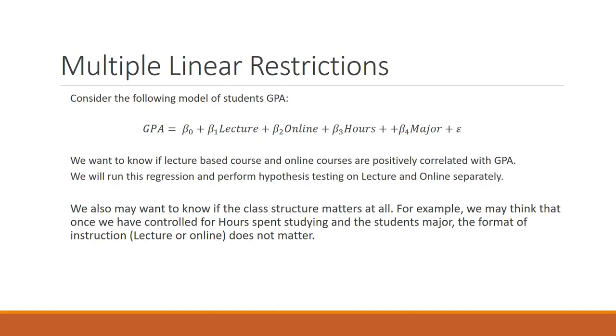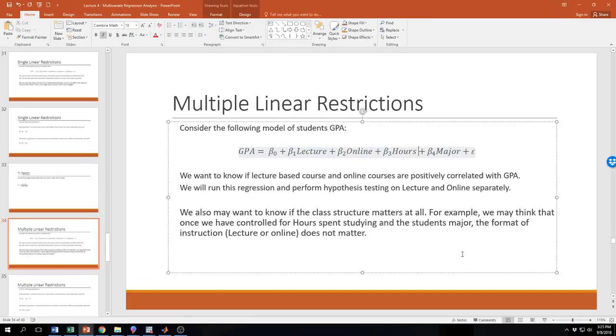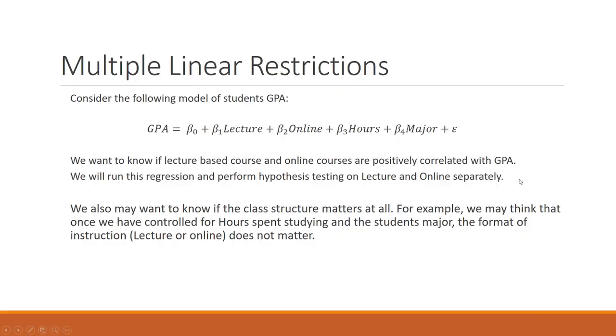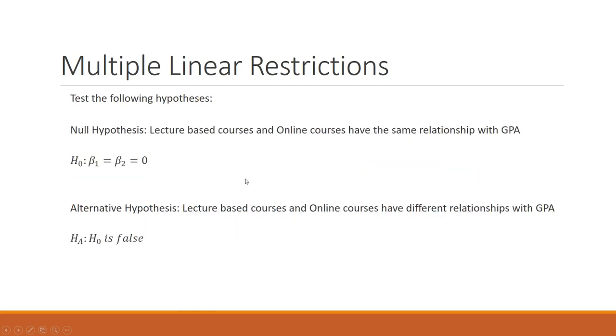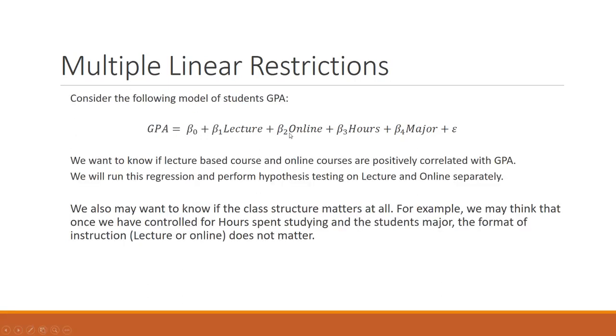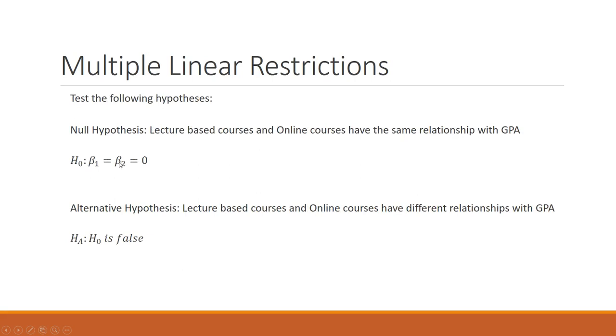Once we've controlled for the number of hours that the student has been studying and the major that they've selected, does it matter what type of instructional format it is? If we want to know if the type of instructional format matters, we would need to do a multiple linear restriction. This is what our hypothesis would be. The null hypothesis is that the joint effect of lecture and online is zero. What that would mean is that beta 1 and beta 2 both equal zero. That's the null hypothesis: once I control for hours and major, the instructional format does not matter.